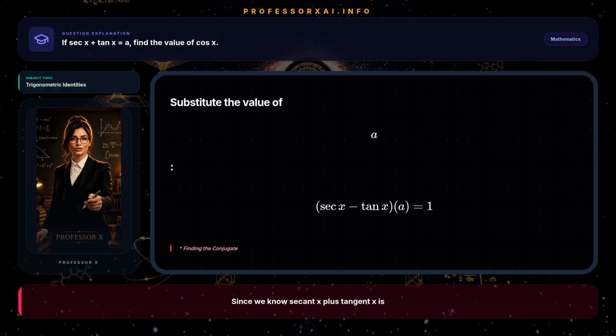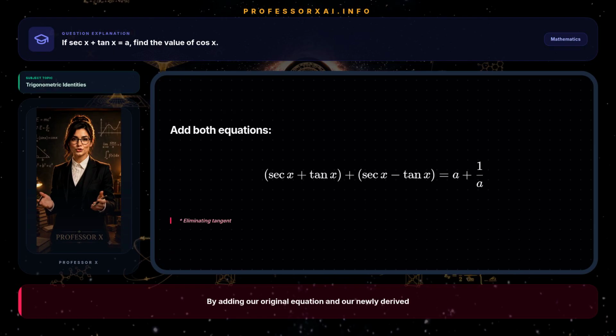Since we know secant x plus tangent x is a, we substitute it into our factored equation. This gives us secant x minus tangent x equals 1 divided by a. See the pattern. We now have two equations with the same two variables. By adding our original equation and our newly derived one, the tangent terms cancel out. This leaves us with 2 times secant x equals a plus 1 over a. Simplifying the right side, we get a squared plus 1 all over a.